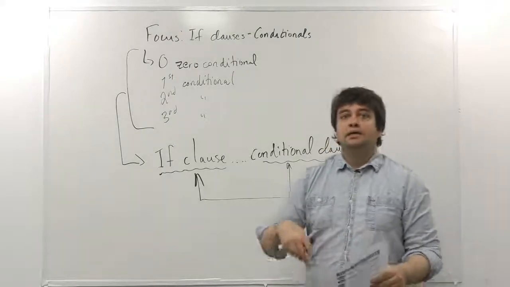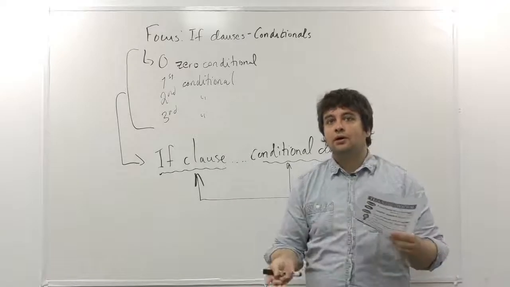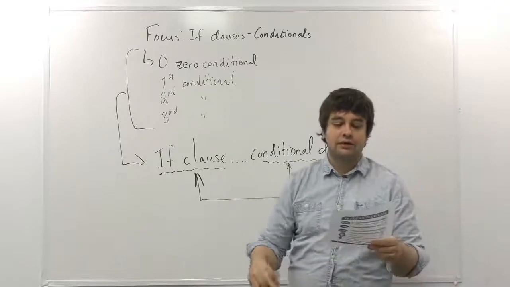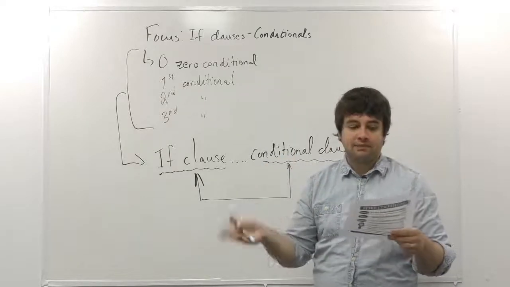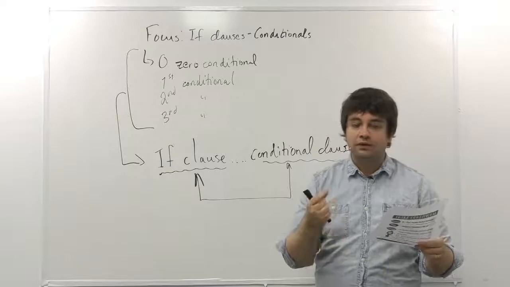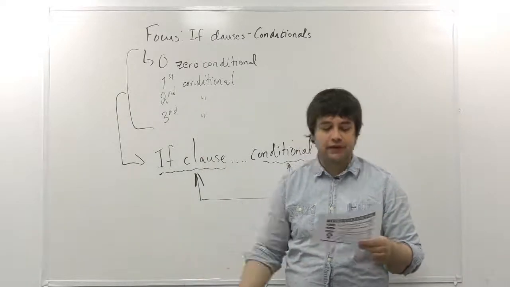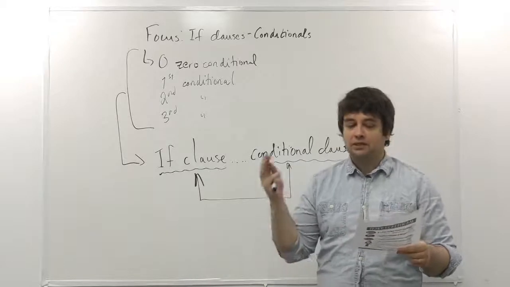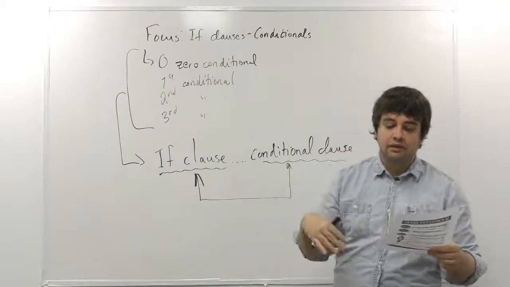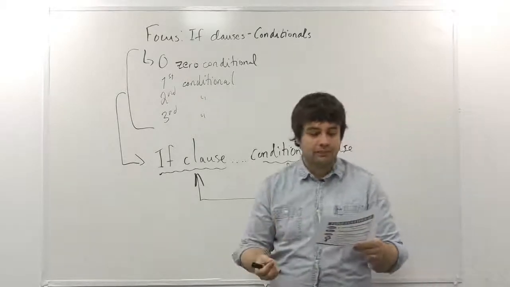Okay. Now, the structure of the second conditional is a little bit harder than the first conditional because it says here, if plus past simple, and if you're using was, it should be were instead, then also present conditional. Okay, so with the present conditional, you're going to have a lot of would or wouldn't plus a verb, but the verb, again, is going to be in the base form.